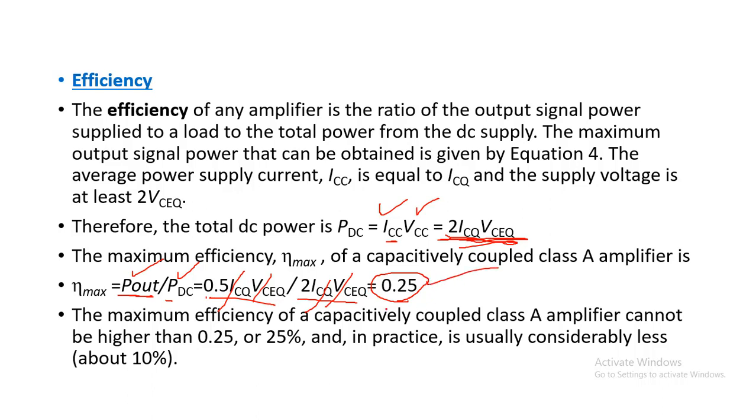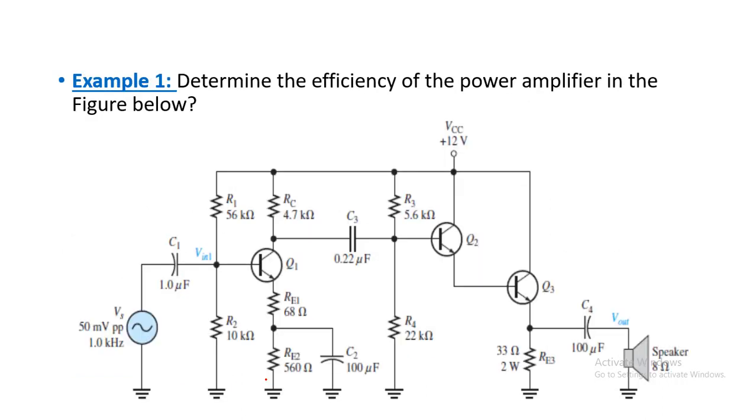This means the maximum efficiency of a capacitor-coupled class A amplifier cannot be higher than 0.25, or you can say 25%. In practice, it is usually considered less than 10%. This is very non-satisfying for us, because the efficiency of such a class A amplifier is not that high. It is only theoretically 25%, but practically less than 10%. So it is not a good kind of amplifier, but it is enough to bring out the foundation, to learn about the working of an amplifier.